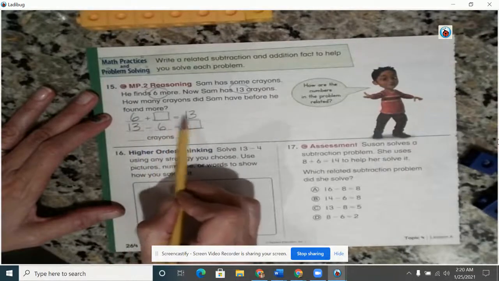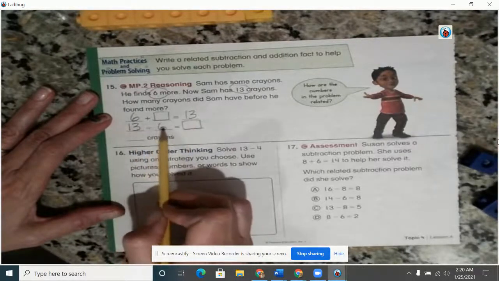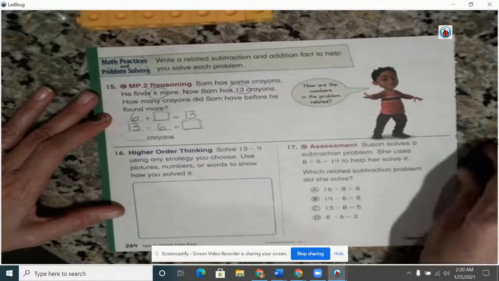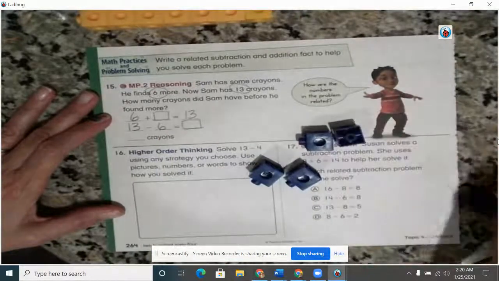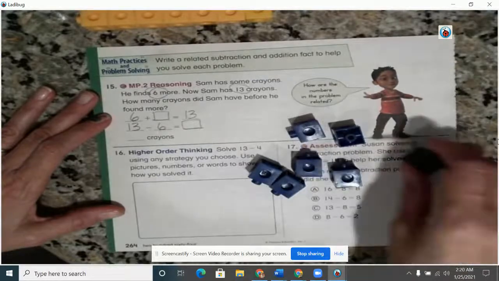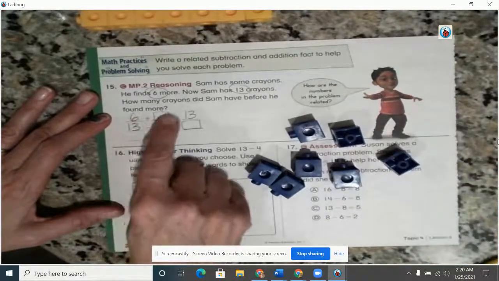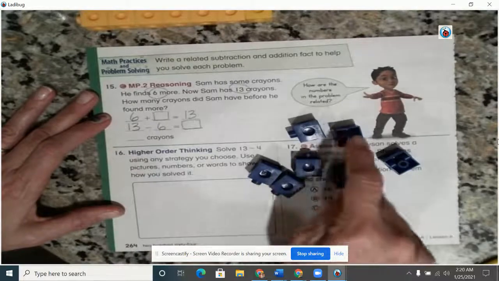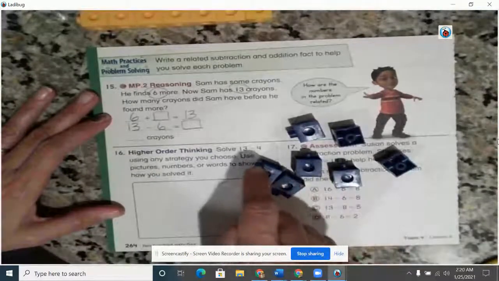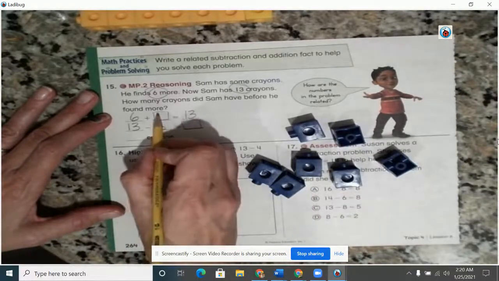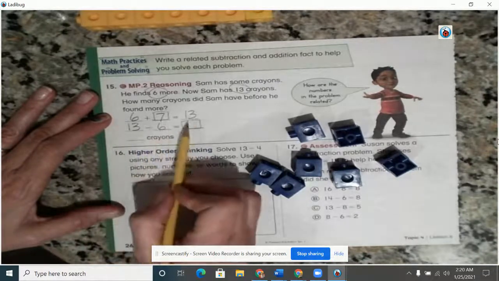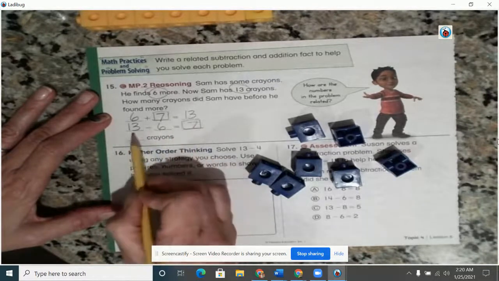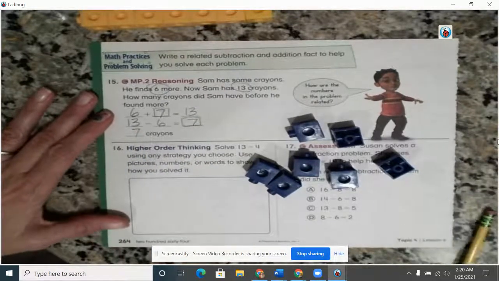6 plus something is 13. 13 minus 6 equals something. So I can do 6, 7, 8, 9, 10, 11, 12, 13. I'm just counting on to find out what that other part is. 1, 2, 3, 4, 5, 6, 7. So 6 plus 7 is 13. 13 minus 6 is 7. So we have 7 crayons.